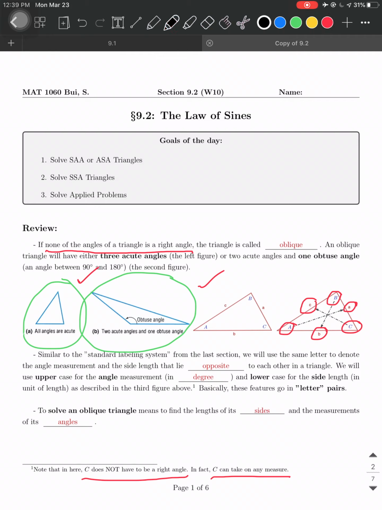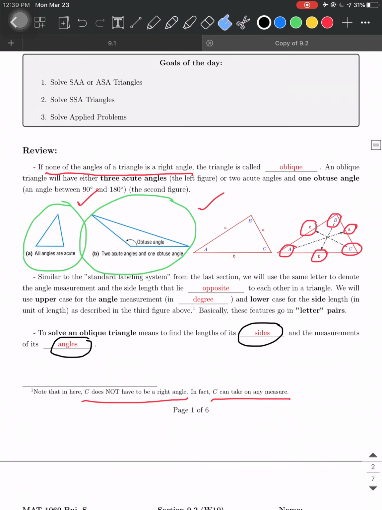And just as before, to solve an oblique triangle, it means that you have to find all three sides of the triangle. That means little a, little b, and little c. And we also have to find the measures of all three angles, big A, big B, big C, okay?